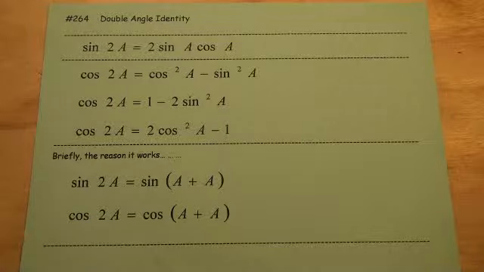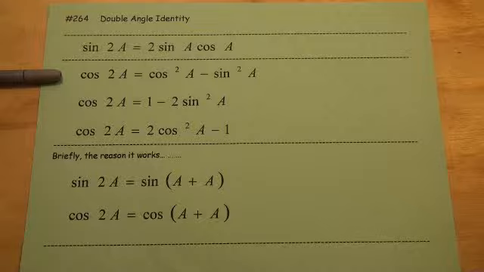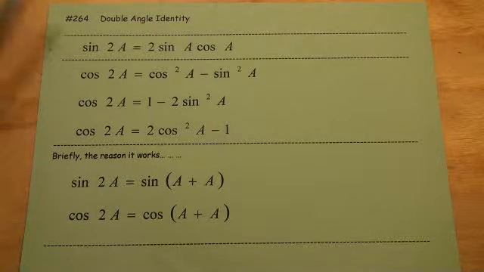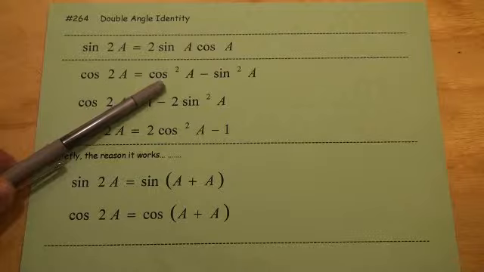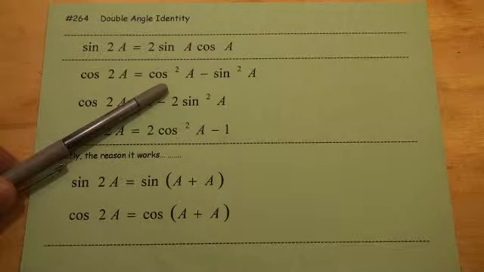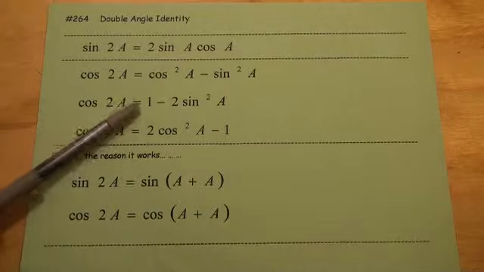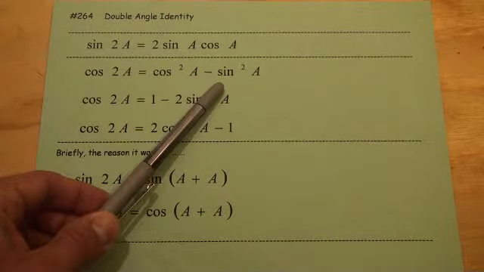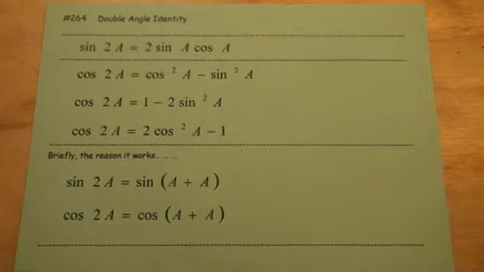And now the cosine double angle. It's not more difficult, it's just that you have three choices. The reason there are three choices is because you could always make a substitution for cosine squared. So cosine 2a will equal cosine squared a minus sine squared a. And of course, cosine squared could be written as 1 minus sine squared, so you'll end up with 1 minus another one of those, which is why it's 1 minus 2 sine squared a.